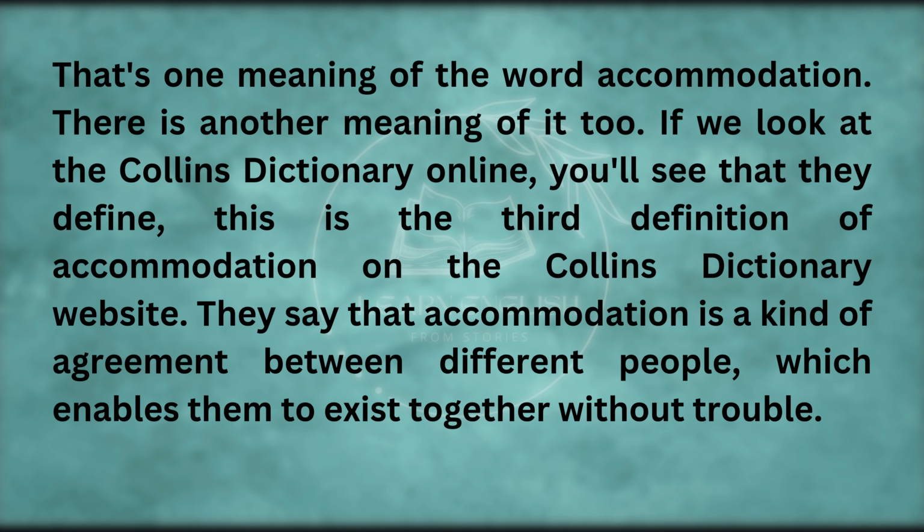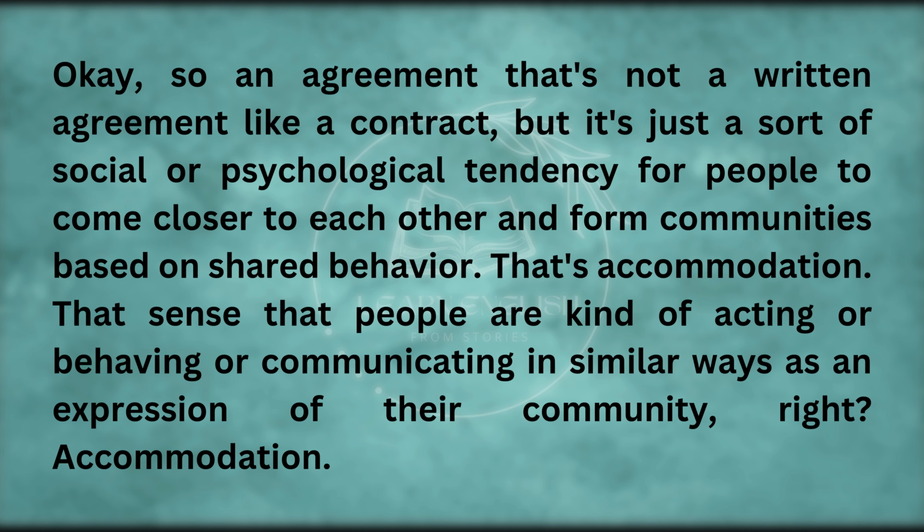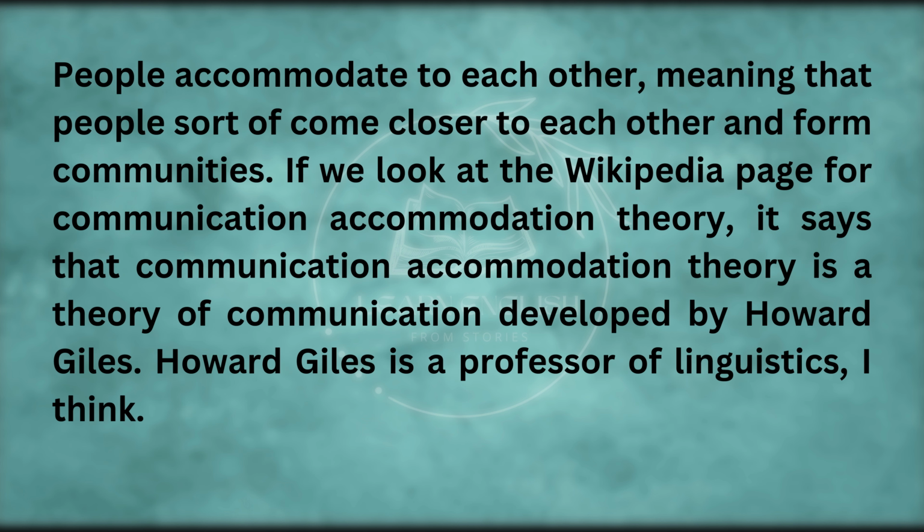If we look at the Collins Dictionary online, this is the third definition of accommodation on their website. They say that accommodation is a kind of agreement between different people, which enables them to exist together without trouble. So an agreement that's not a written agreement like a contract, but just a sort of social or psychological tendency for people to come closer to each other and form communities based on shared behavior. That's accommodation. That sense that people are acting or communicating in similar ways as an expression of their community, right? People accommodate to each other, meaning that people come closer to each other and form communities.